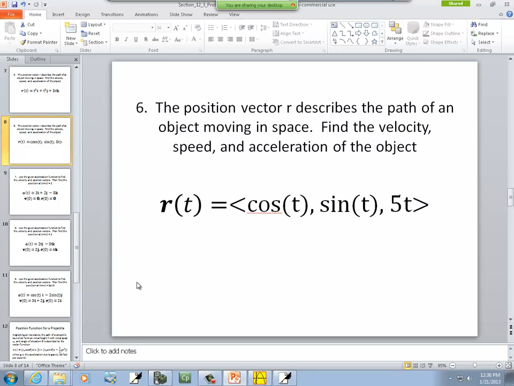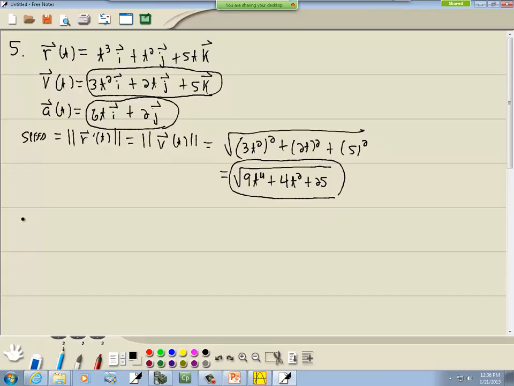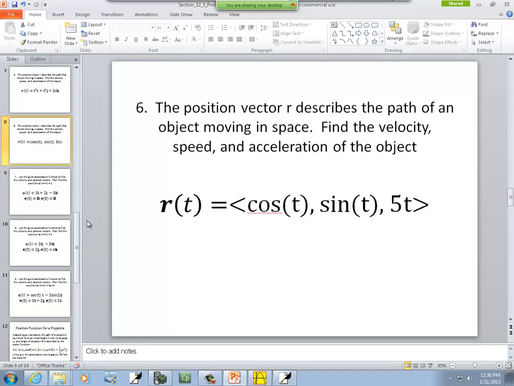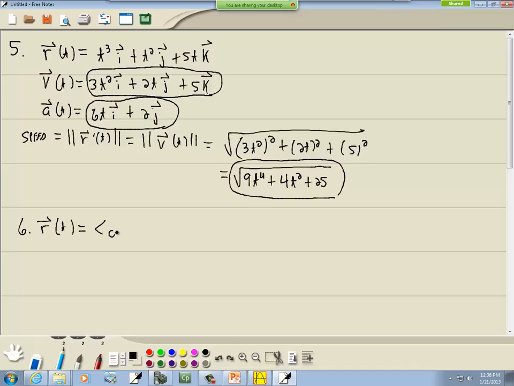Number 6. Got r is equal to different notation, cosine t, sine t, and 5t. Realize this is the same as this up here. I could put cosine t i plus sine t j plus 5t k. So you may find it easier to use this form or that form. It's up to you. So our velocity.